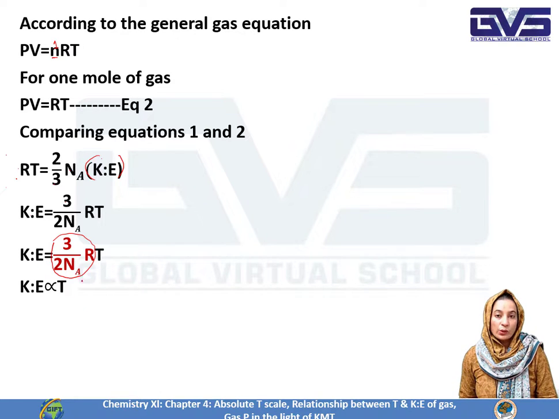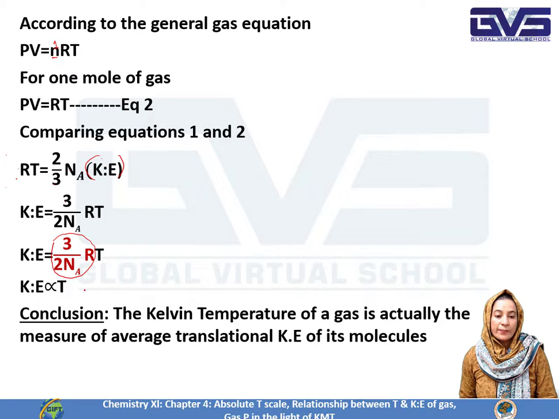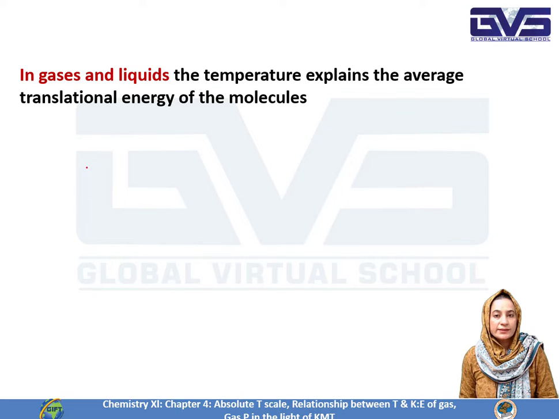So what we conclude is that the Kelvin temperature, that is the temperature of a gas, is actually the measure of the average translational kinetic energy of the molecules. But translational kinetic energy occurs only in gases and liquids, and in the motion of particles I already told you that gas molecules travel in a straight line, they have translational motion. Liquids also travel in a straight line unless they collide with one another or with the walls of the container, they travel just in a straight line.